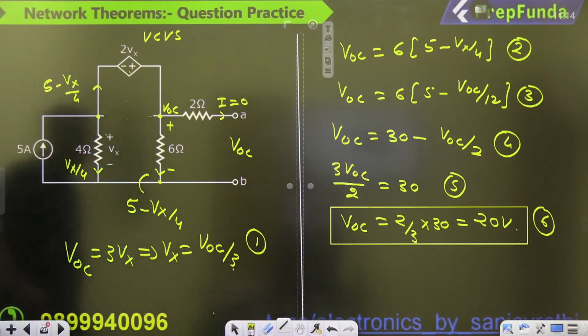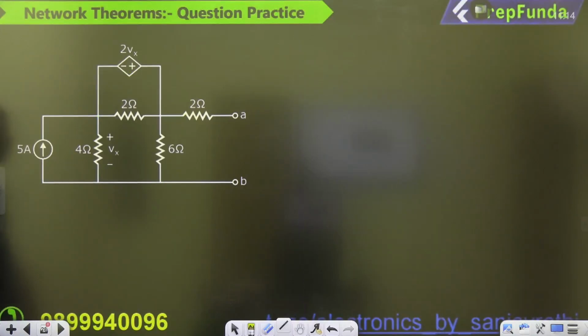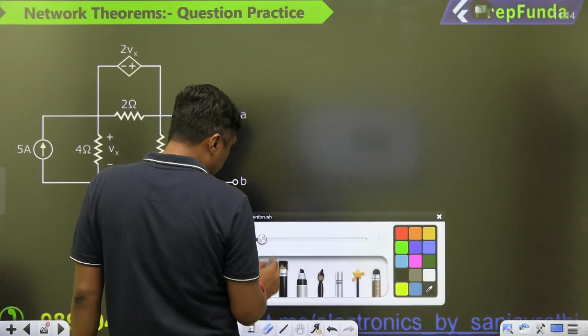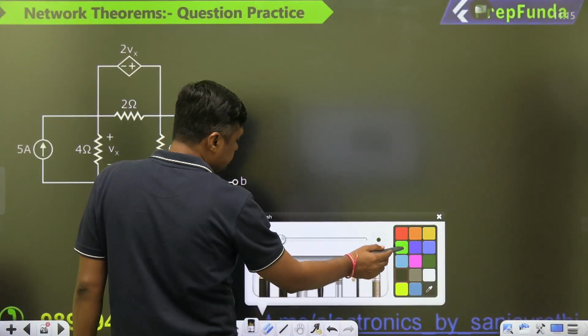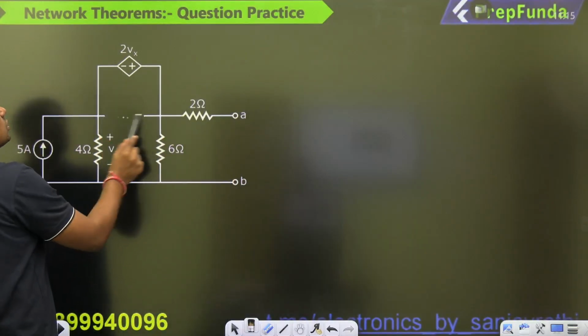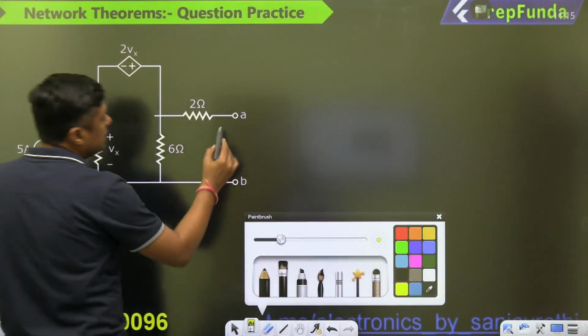Okay. Is there any other way to find the VOC? Yes, we can apply super mesh or, sorry, super nodal analysis. What is the super nodal analysis? First of all, remove this 2 ohm resistor, because it is connected in parallel to a voltage source. You can remove it. Now, what is the voltage at this point? VOC.